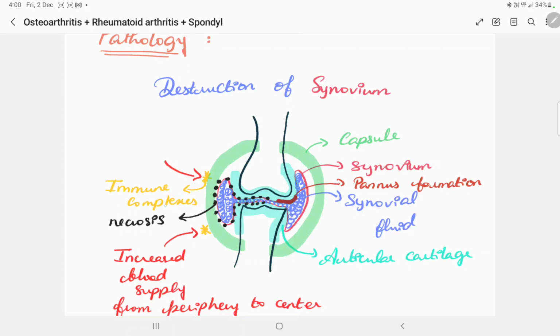The second one is immune complexes. There is an antigen antibody complex. It is an inflammatory reaction. These immune complexes will cause a blockage to the blood supply, and that will lead to necrosis. When there is a blockage to the blood supply and there is necrosis, it will lead to the subluxation of the joint. We already had seen the structure of a synovial joint. There's a capsule, there's articular cartilage, and there's synovium. The main part that is affected in rheumatoid arthritis would be the synovium.